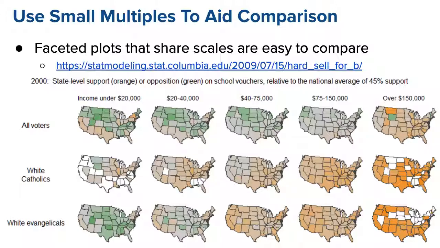Okay, so this sort of plot is quite nice in terms of perception, because you can look at the change in color and perceive that, for example, rich white Catholics and rich white evangelicals tend to support vouchers compared to the general public.